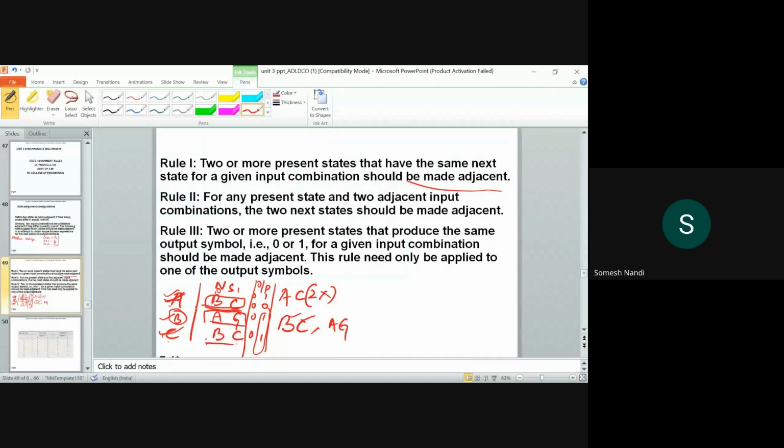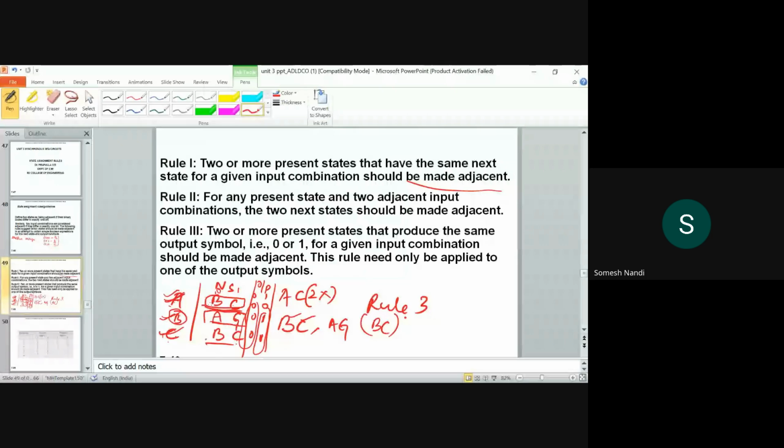Wherever you have output 1, I have output 1 for this, so B, and I have output 1 for this, so C. So I can make B and C adjacent states. So this is rule 3. Or if you are considering 0 as the output, then you can make A and B, and A and C, your adjacent states, because the output is 0.